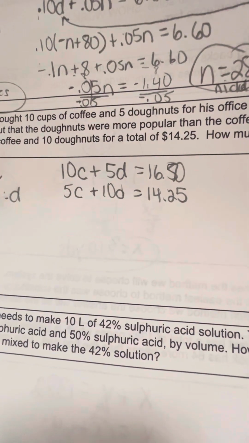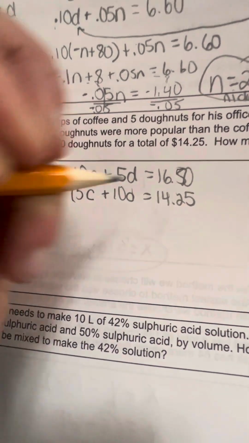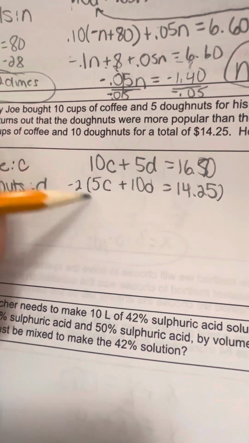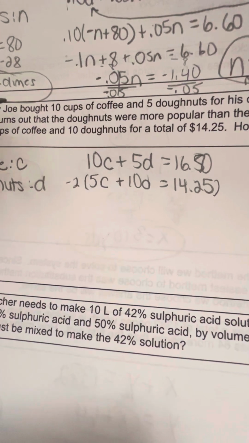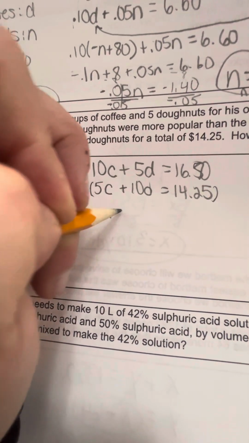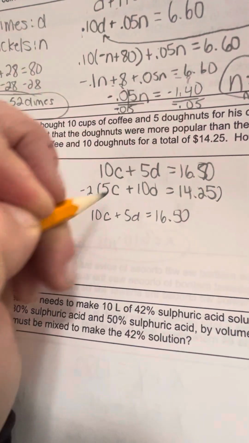It doesn't really make a difference what you decide to do. I'm going to actually just multiply this whole bottom equation by -2. That way, I'm going to try to eliminate the cups of coffee. So my first equation is fine. We're going to just rewrite it the way that it is, 16.50. And then we're going to rearrange this.